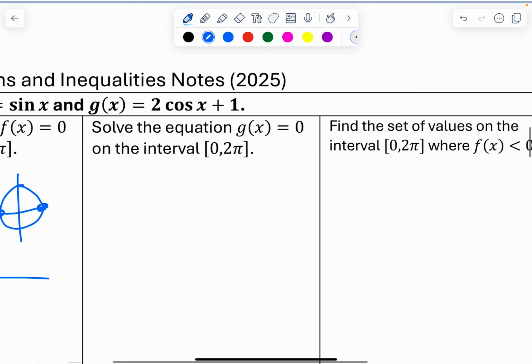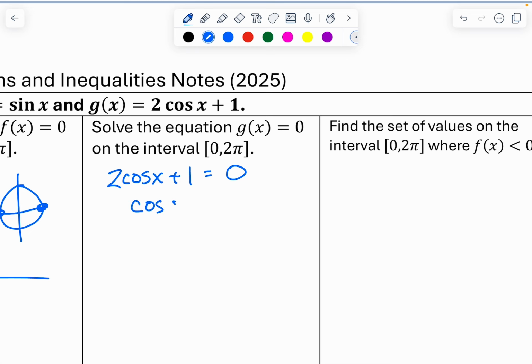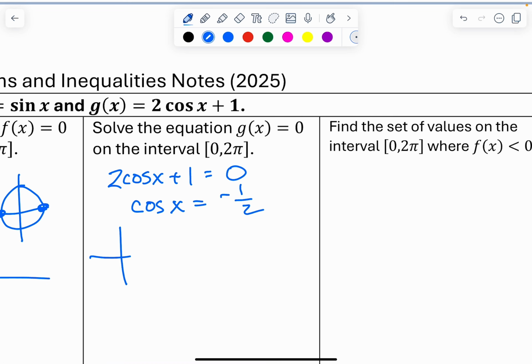Okay, so then the next one says solve the equation g. Okie dokie. So subtract 1, divide by 2, cosine of x is equal to negative 1/2. I think I keep using negative 1/2 in all these problems, but that's great. On my unit circle, when is cosine negative 1/2? Here and here. So x would equal, on that interval, 2 pi over 3, and then 4 pi over 3.